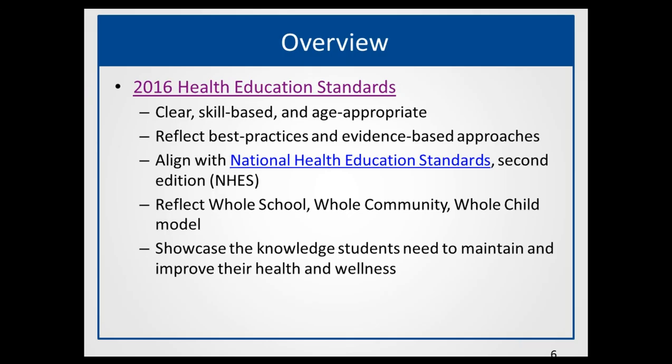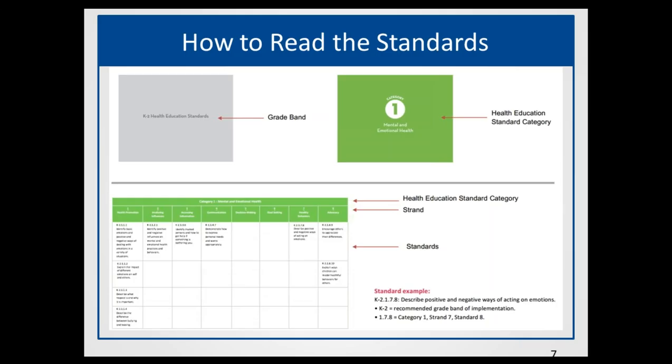So you can use the link on the slide to go directly to the standards. And here, this is one of the pages that you'll find in the booklet of the standards. And we'll walk you through it just so you can have a general idea of how to use these standards, how to go through them. So on the top left, you see the grade band. The standards have been organized by grade bands K through 2, 3 to 5, 6 through 8, and 9 to 12. Pre-K has been removed because our youngest learners have early learning standards, and so health education is addressed through these early learning standards.